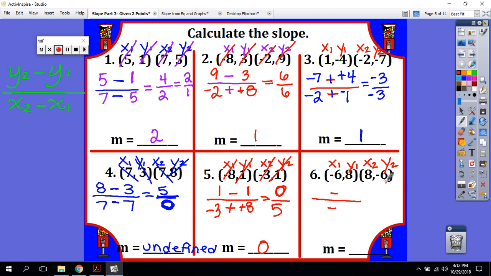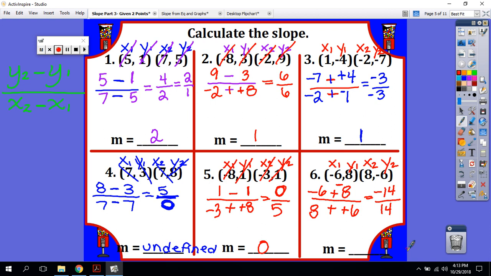Y sub 2 is negative 6. Y sub 1 is positive 8. X sub 2 is positive 8. And x sub 1 is negative 6. So that one was tricky because it had the same numbers flip-flopped. So you want to make sure that you're careful on that. Negative 6 minus 8. Use your calculator or keep, change, change. Negative 6 plus negative 8 is a negative 14. 8 minus negative 6, keep, change, change. 8 plus 6 is a positive 14.